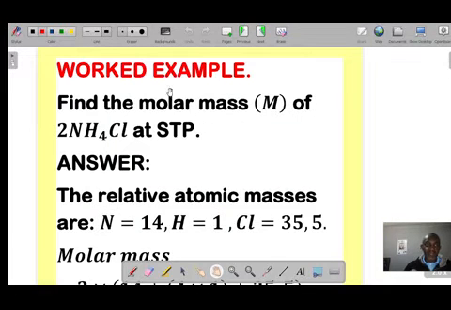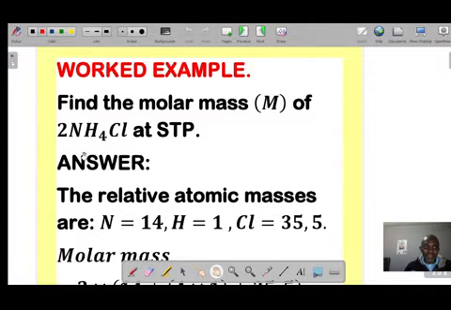We have a few examples here. The question says, find the molar mass, that's M, of 2 ammonium chloride at STP. Now, STP, as you're going to see in the future, represents standard temperature and pressure. So I want to find the molar mass of ammonium chloride. I'm going to add the relative atomic masses of these. From my periodic table, nitrogen is 14, hydrogen is 1, chlorine is 35.5. So the molar mass is going to be the sum of all these.